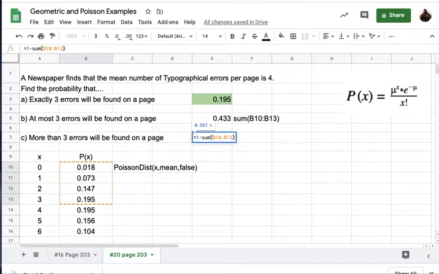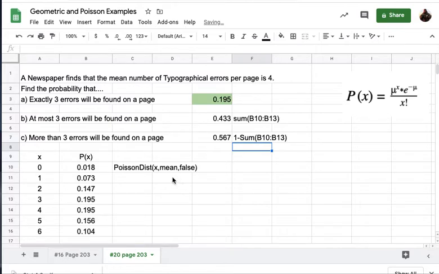Go ahead and hit enter. We get 0.567, which is the correct answer. So that would be the sum of everything from 4 to infinity, whereas this is the sum of 0, 1, 2, and 3. We'll come over here, we'll type in here that we did 1 minus the sum of B10 to B13, so that we know how we did that.